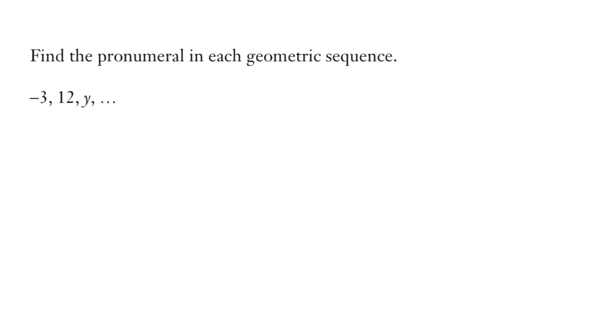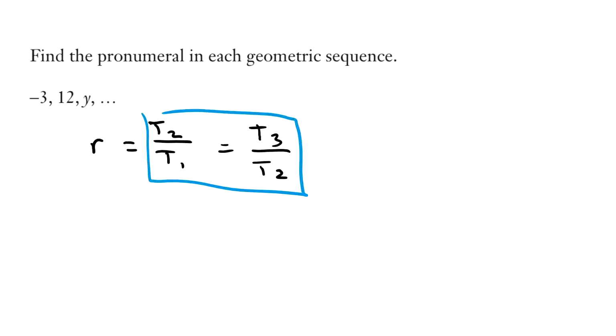Find the pronumeral in each geometric sequence. We know that r is common. We know that r here can be found by going t2 divided by t1, or t3 divided by t2. r is the same. Because r is the same, we can use this to find an unknown, which is what we're going to do. So we have our t1, t2, t3. I can now substitute these in to solve for our pronumeral.